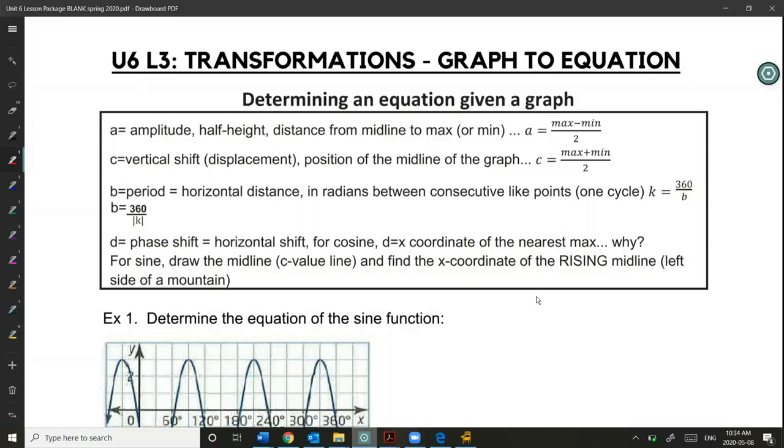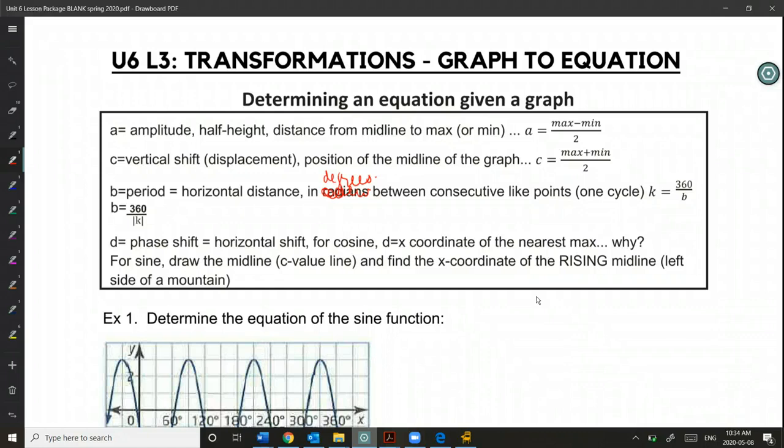And then a lot of times we refer to period with the letter B. So if you see that in your travels, that's representing the period of the function. And remember that the period of the function is the horizontal distance of one cycle. So, I'm sorry, this should say in degrees. Just realized. So one full cycle.